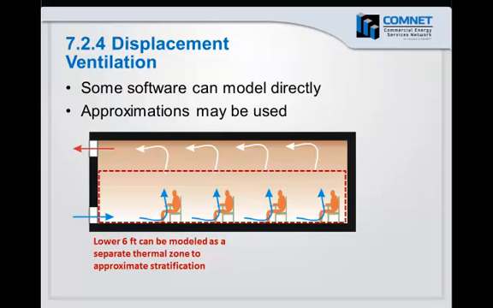One common approximation is to model the lower 6 feet of the space as a separate thermal zone, and provide comfort conditions for this space, but let the space above this 6-foot zone drift into whatever temperature realm it reaches.